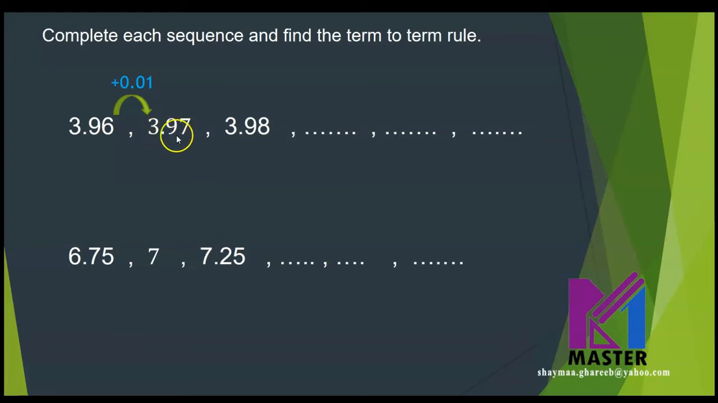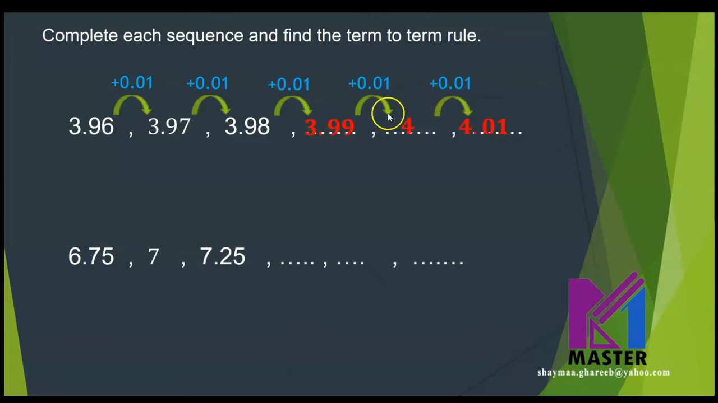So after 3.97 it will be 3.98. What about the number after this? By adding 1 more hundredth, it will be 3.99. If I added 1 more hundredth to this number, what do you think? Which number will be coming here? It will be 4. Then, what after 4?